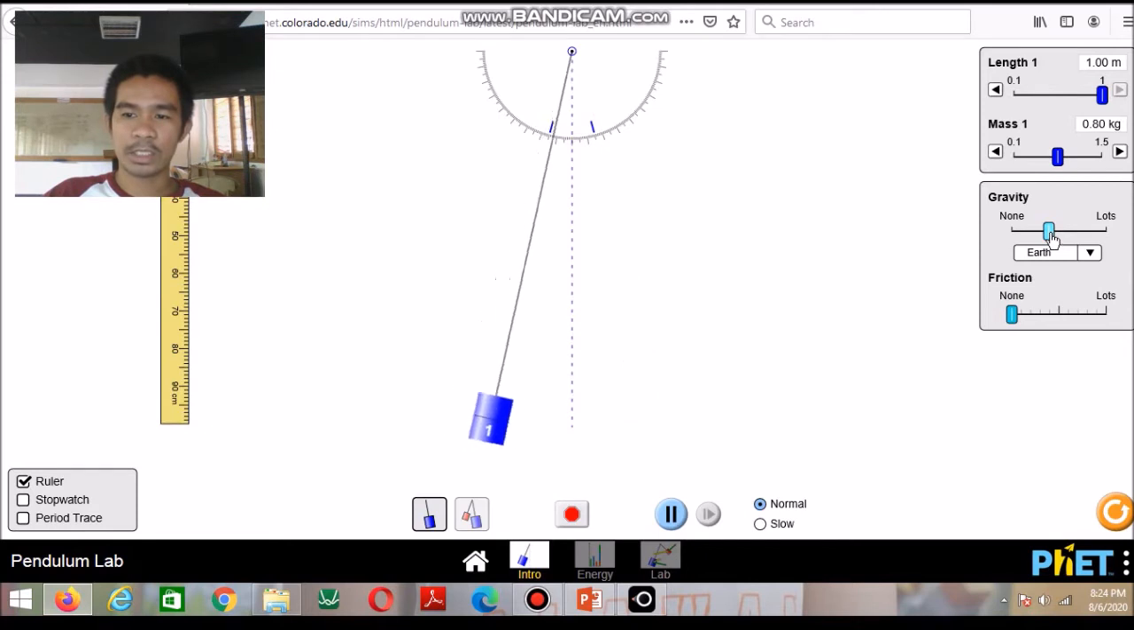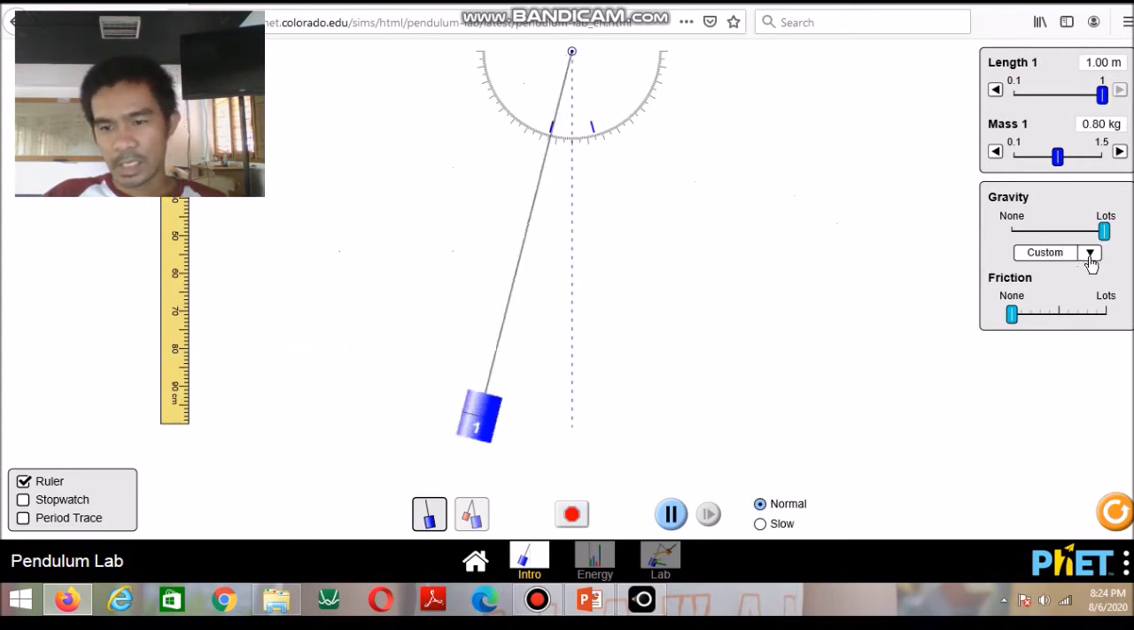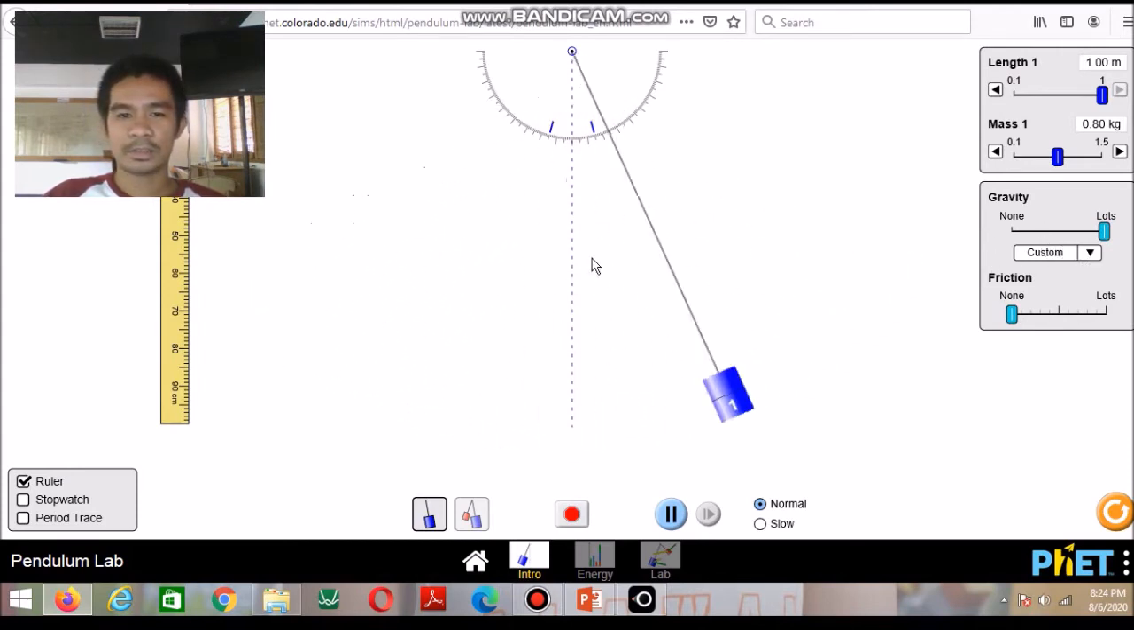How about the acceleration due to gravity? If I increase the acceleration due to gravity, observe what will happen to the oscillation. It moves faster. But if I decrease it, the acceleration due to gravity is smaller. As you can see, as I increase the acceleration due to gravity, there is an increase in the speed of oscillation.